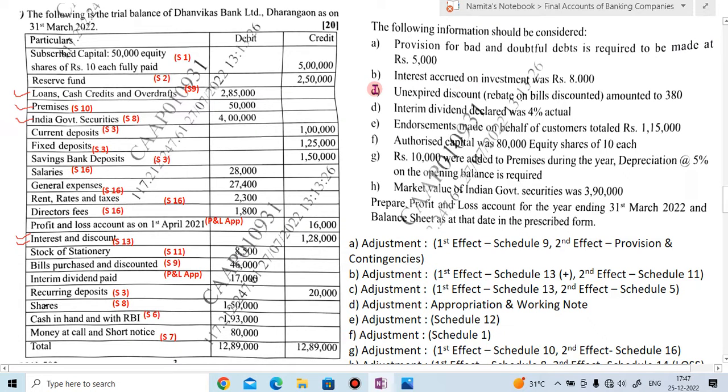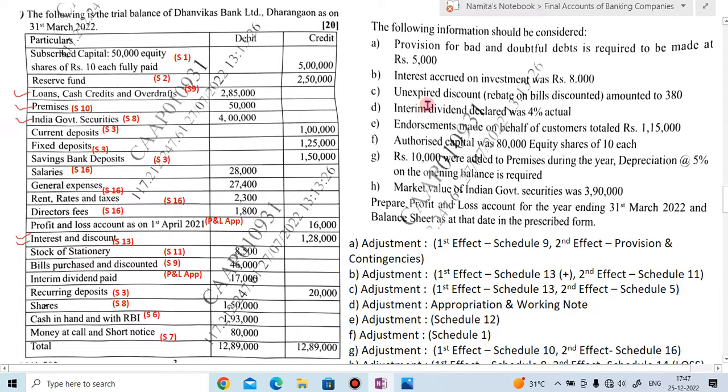Then adjustment number B, interest accrued on investment. Now interest accrued on investment means what? Interest is earned but not received on that investment. Then it will have 2 effects. First effect in schedule number 13, second effect in schedule number 11.